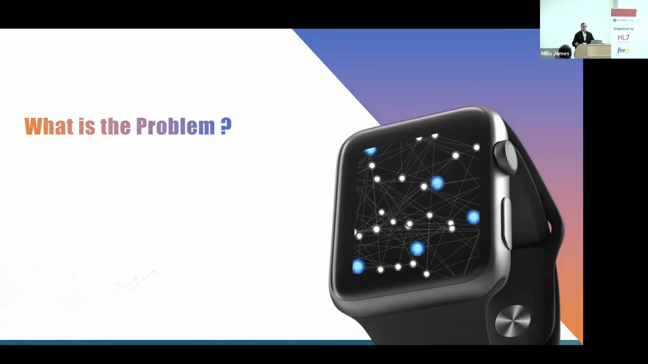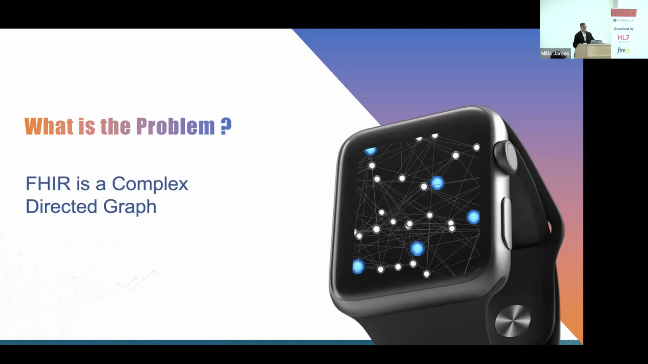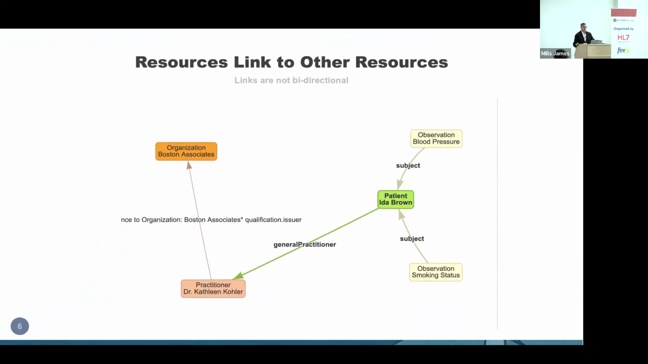So you may be asking yourself, well, what is the problem? Why can't I just do this directly? The answer is that FHIR is a complex directed graph. It is non-relational. And so we have to figure out ways in which we could flatten it or transform it into a SQL schema. So here's just a quick example of a few FHIR resources.